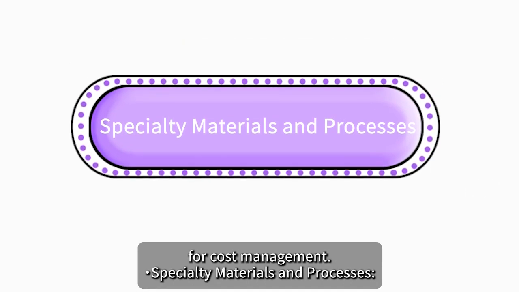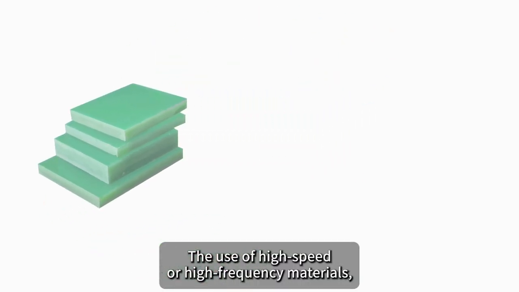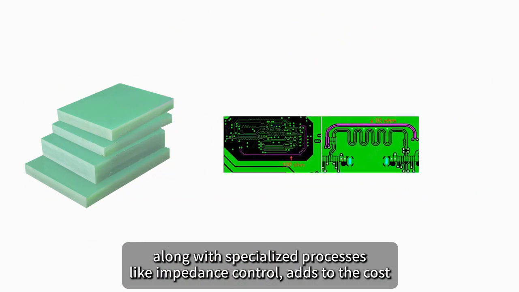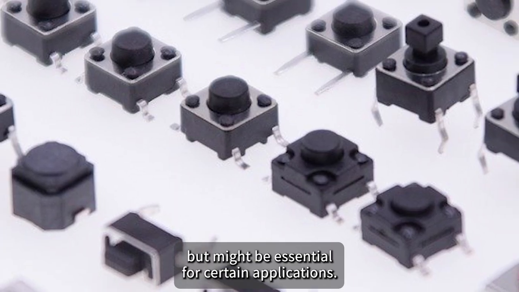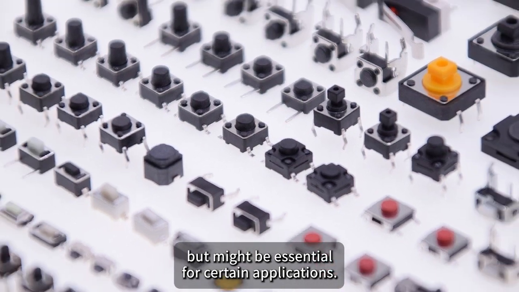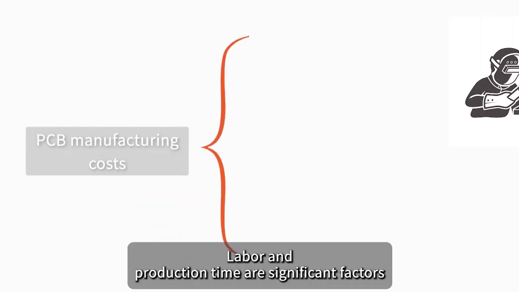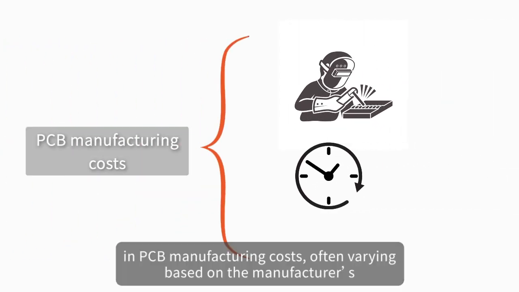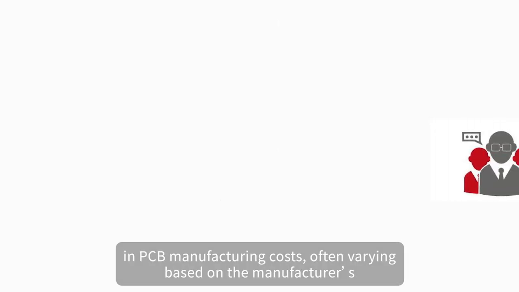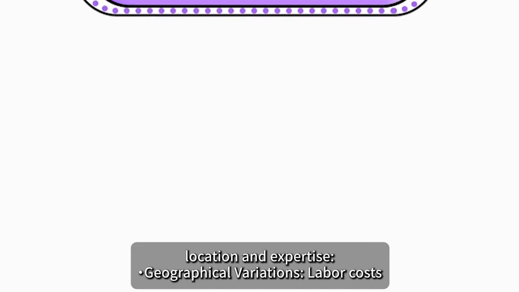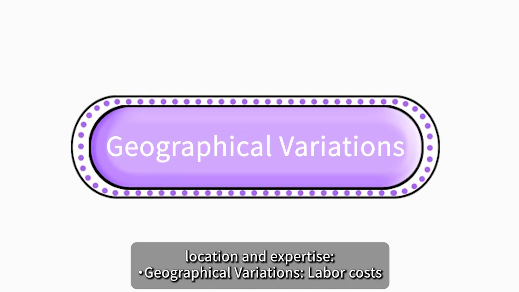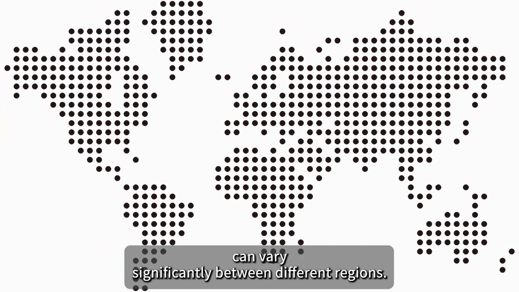Specialty materials and processes. The use of high-speed or high-frequency materials, along with specialized processes like impedance control, adds to the cost but might be essential for certain applications. 2.3. Labor and production time. Labor and production time are significant factors in PCB manufacturing costs, often varying based on the manufacturer's location and expertise. Geographical variations. Labor costs can vary significantly between different regions.